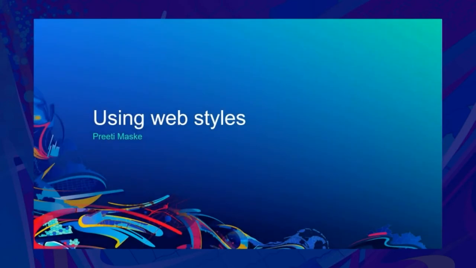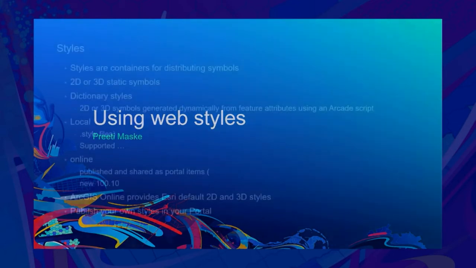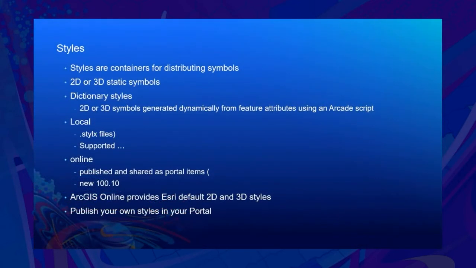Hello everyone, my name is Preeti Maske and I'm a product engineer on ArcGIS Runtime SDK for .NET. At Dev Summit last year, we showed you how you can access ArcGIS Pro 2D and 3D styles in an ArcGIS Runtime application. You do this by creating a new empty mobile style file in Pro and either copy-pasting symbols across from out-of-the-box styles or creating and adding your own custom symbols to mobile styles. That mobile style file can then be added and deployed with your ArcGIS Runtime application.